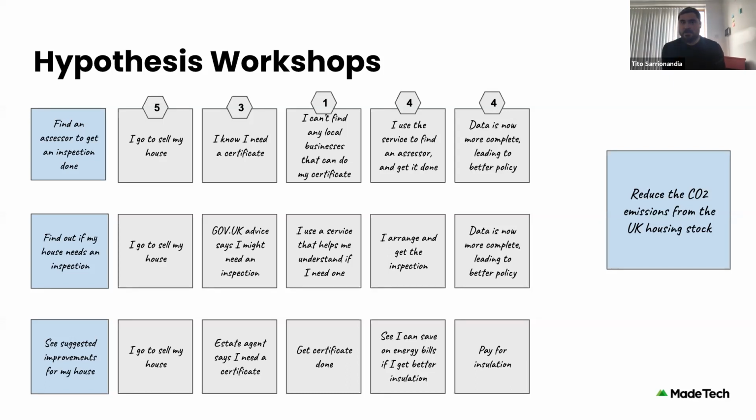Then we think about how likely that series of events is. Going left to right, assuming everything to the left is true and has happened, how likely is the next event? Let's rate them out of 5. First up, I go to sell my house. How likely is that? Quite likely. People sell their houses all the time. Let's give that a 5. I know I need a certificate. Probably there's a lot of people that don't need that, but it's easily Googleable. You probably do some research before selling your house, and take some advice. So we'll give that a 3 out of 5.